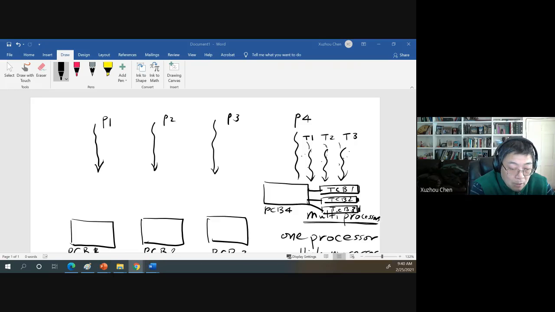And there's another one, which is kernel threads. Kernel threads basically means that a process 4 has multiple threads, but the information of each of the threads is also stored in the kernel space, so that the operating system is aware of the multiple threads. Now these two are very different, and there's an advantage and disadvantage for each approach.